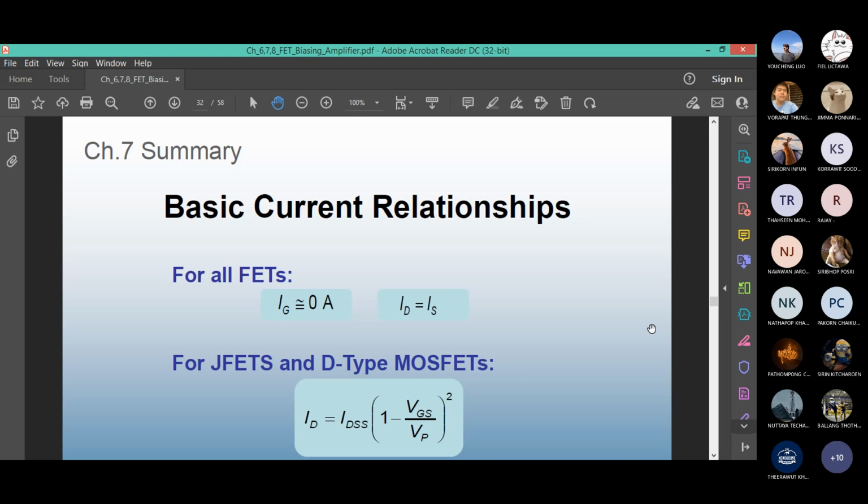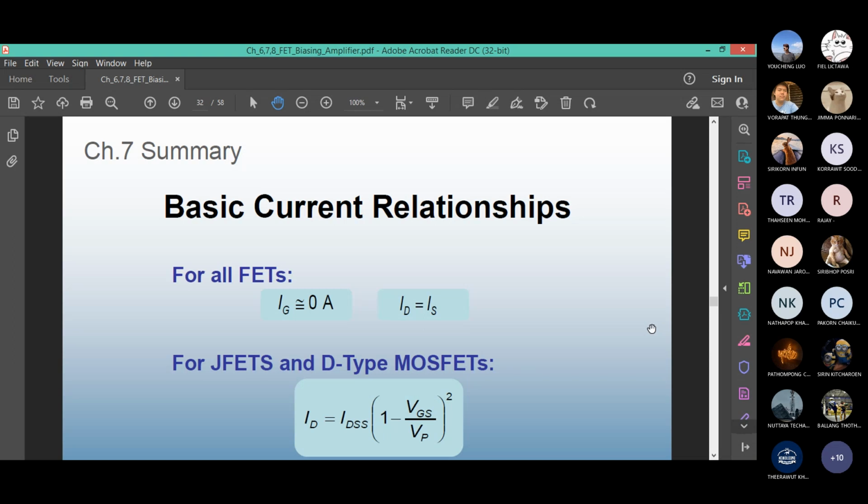I'm not talking about JFET now. I'm just trying to see if you remember the previous one. Is it beta IB? Beta IB, yes, that's the equation. That's what I'm asking about. IC equals beta IB, right? And IE equals IC plus IB. So that's the relationship which you always have to remember.